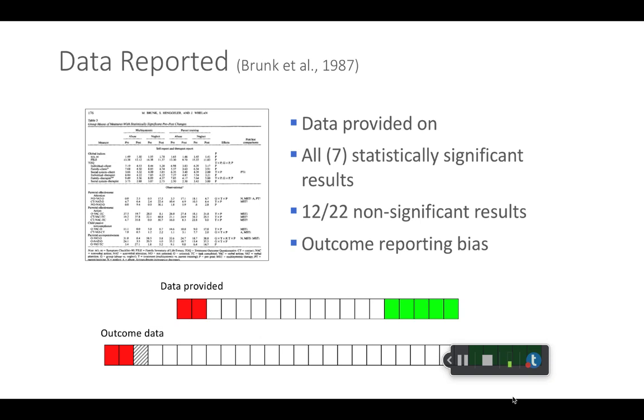Well, in a table in the published report, they provide data on all 7 of the statistically significant results, and they provide data on 12 of the 22 non-significant results. And that's outcome reporting bias right there. So they have dropped information on 10 outcomes that were not significant.